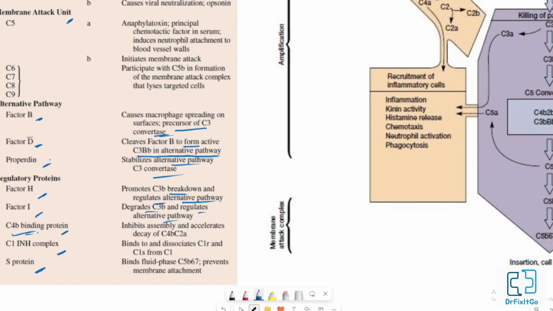C4b binding protein inhibits assembly and accelerates decay of C4b2a. C1 INH complex binds to and dissociates C1r and C1s from C1. S protein binds fluid phase C5b67, which prevents membrane attachment.